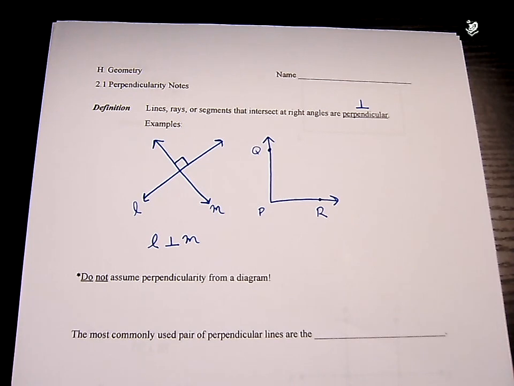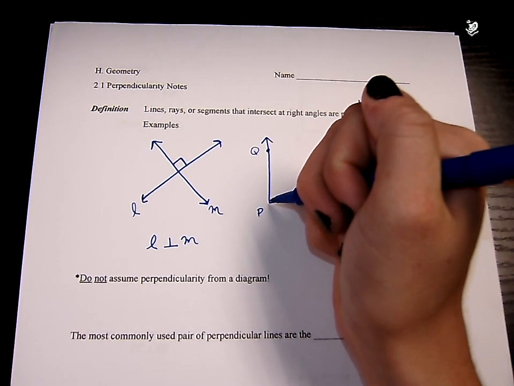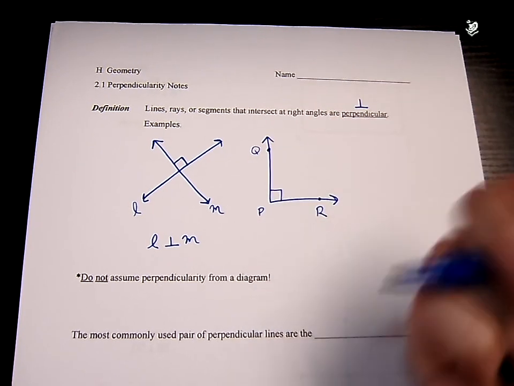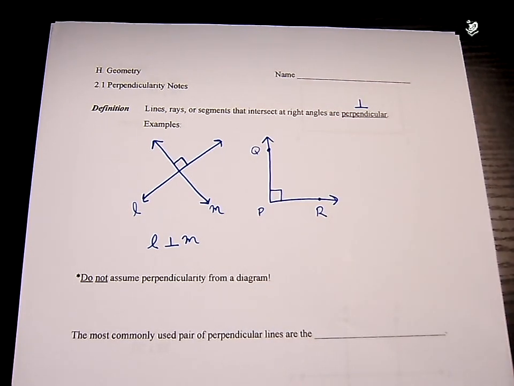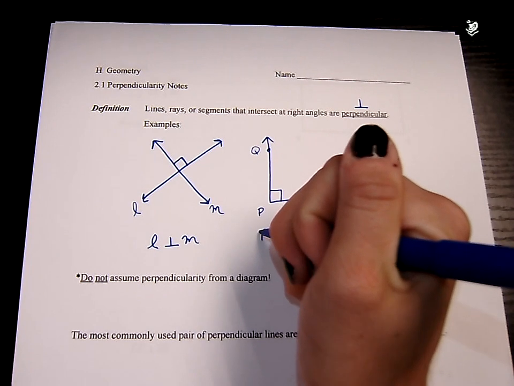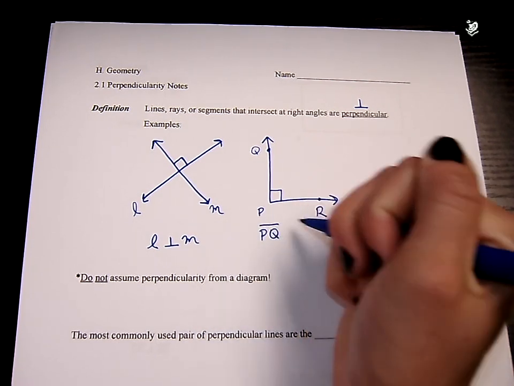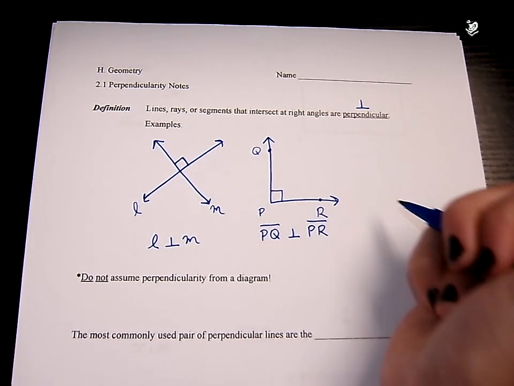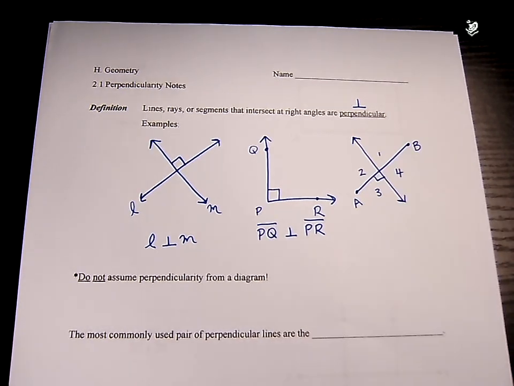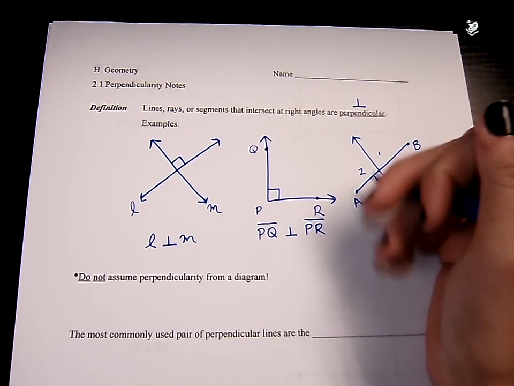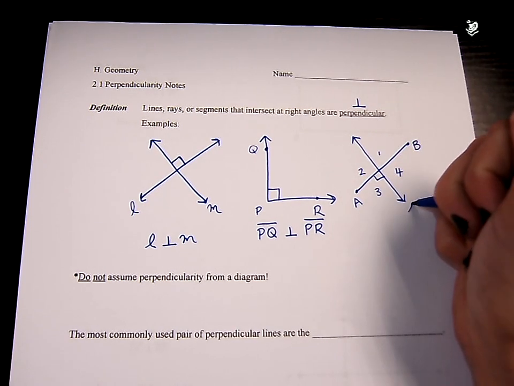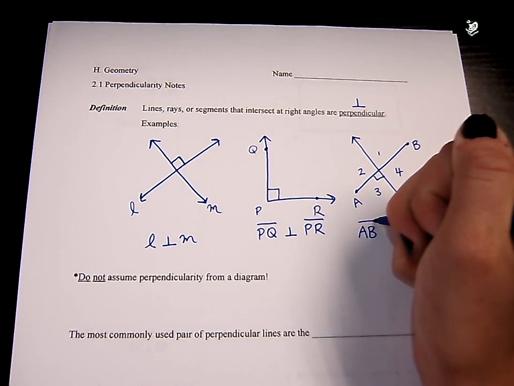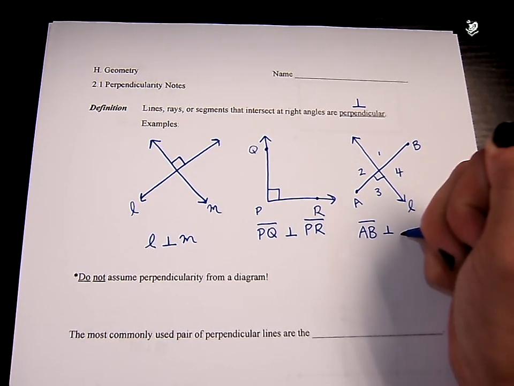In this example, I've got two rays, ray PQ and ray PR. And let's say I told you again that they form a 90-degree angle. So what we could write is PQ is perpendicular to PR, or you can write them as rays as well. In this example, I have a line segment and a line, and we'll call this line L. So I could write that line segment AB is perpendicular to line L.